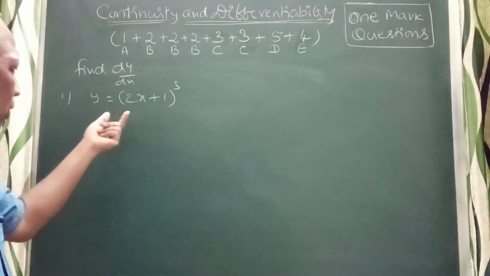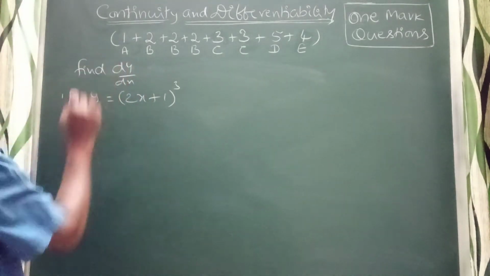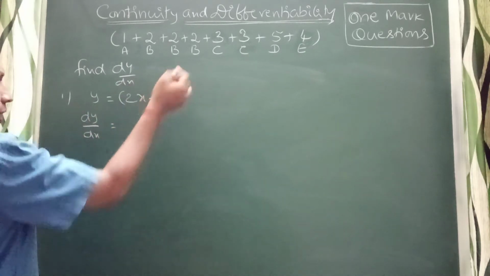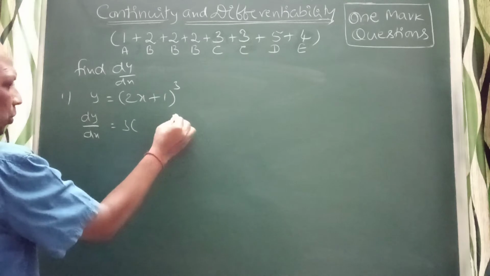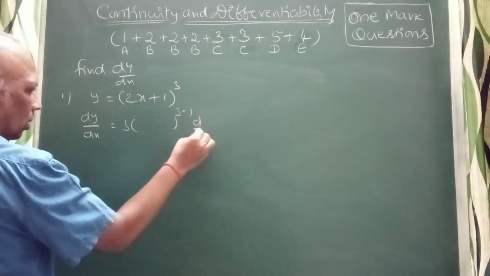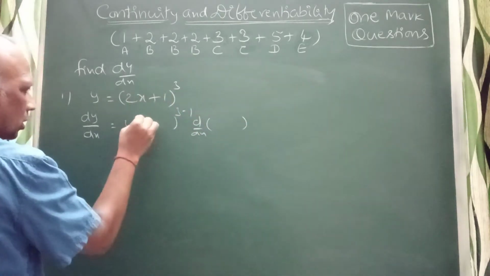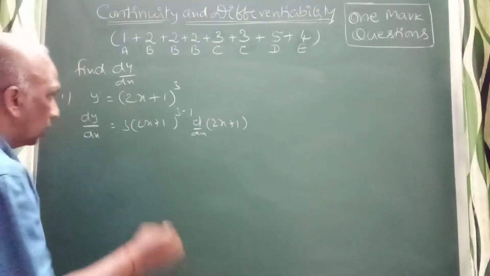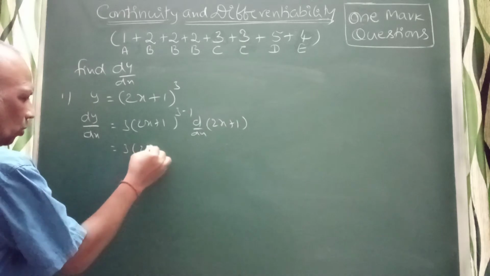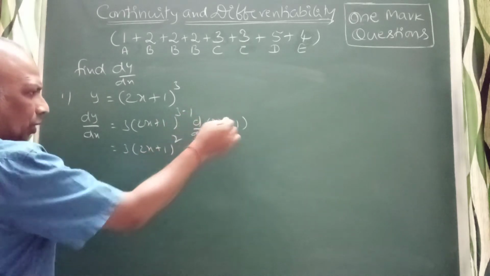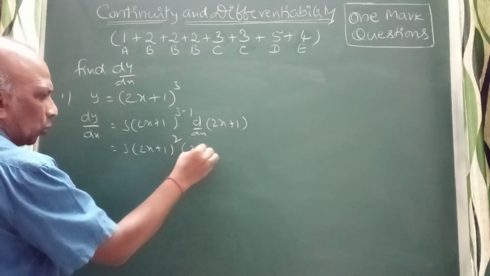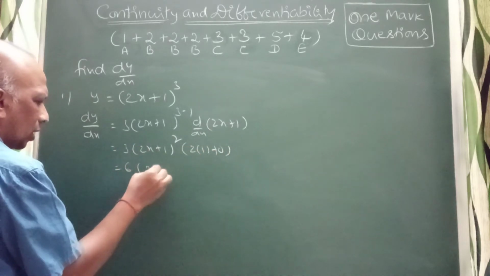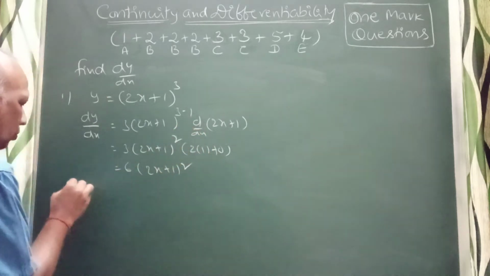So this is a problem. First, y equal to (2x plus 1) whole cube, find dy by dx. Again, write dy by dx equal to, it's like f of x whole cube, right? 3 into (2x plus 1) whole power 3 minus 1, into d by dx of 2x plus 1. Derivative of this: 2 into 1, constant is 0. 2 into 3, 6. 6 into (2x plus 1) whole square.